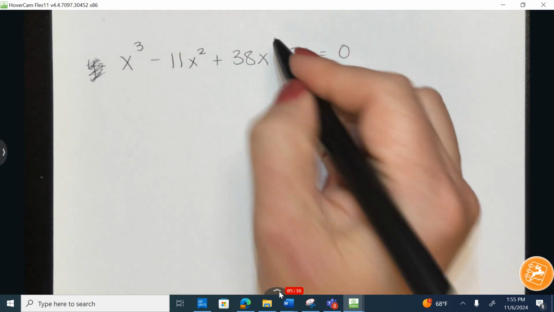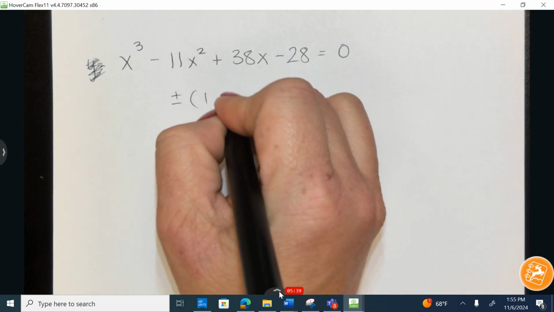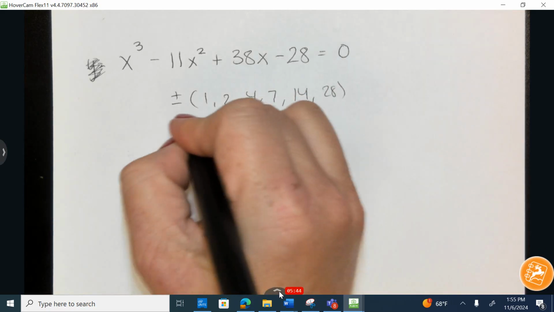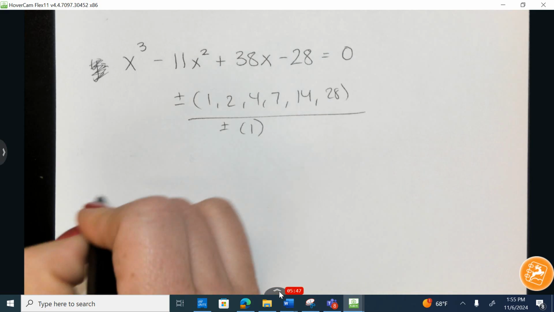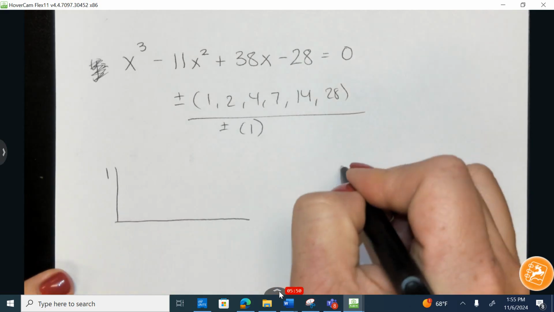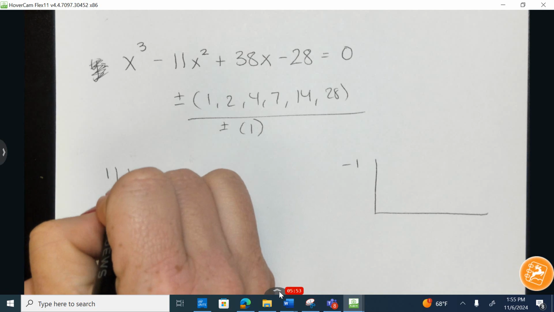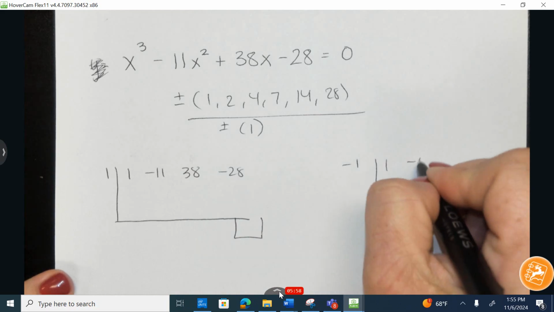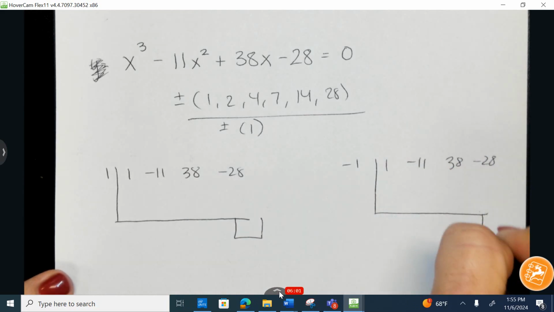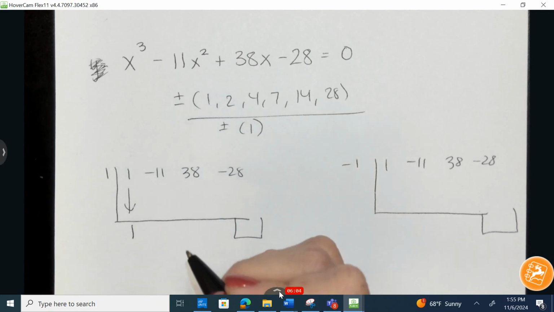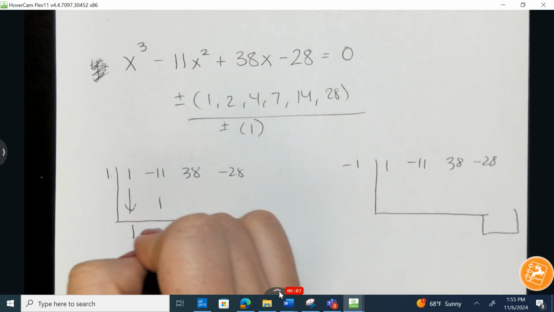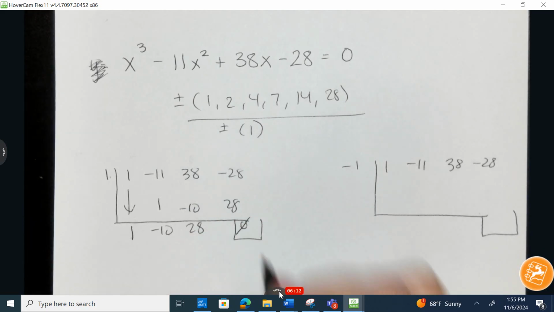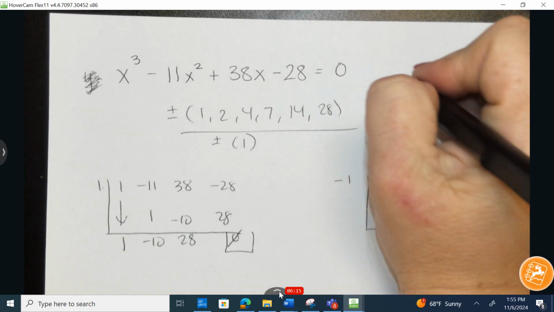Now, I would write down, first of all, the potential factors of 28: 1, 2, 4, 7, 14, 28, and all the factors of 1. So let's start by testing 1 and testing negative 1. 1, negative 11, 38, and negative 28. Once I bring down the first number, it's multiply and add. Multiply and add. Multiply. Oh, I got lucky. So I just tested 1 and it worked.